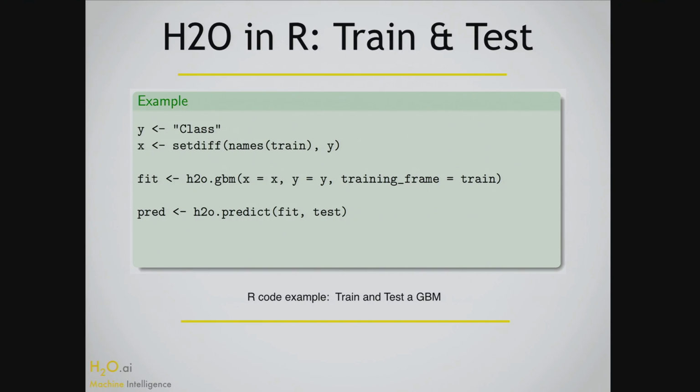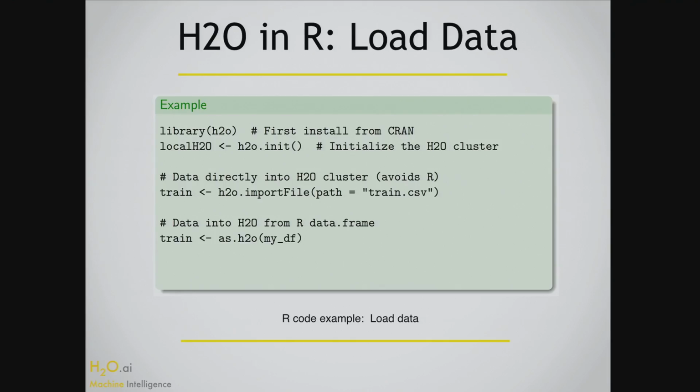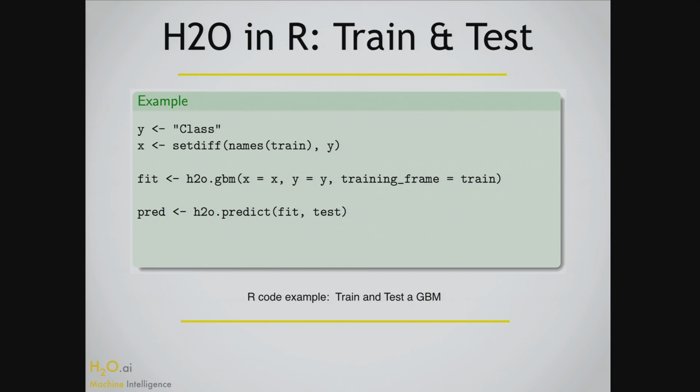So here's a real simple example of training a GBM, a gradient boosting machine. The basic H2O interface that all the different functions have takes an x, a y, and a training_frame argument. Training frame is just the name of the frame. If you go back to the slide, that train object in R is actually more like just a pointer to where that exists in the H2O cluster. It's just metadata, really, but it's the way that R knows where things are and what they're called.